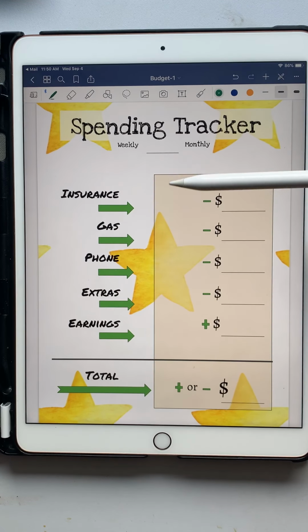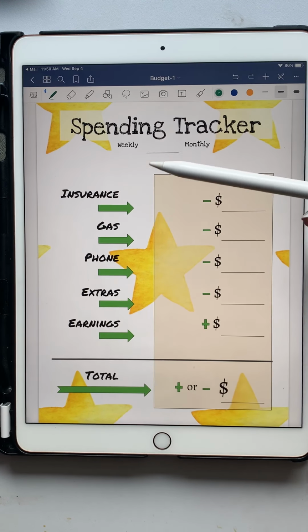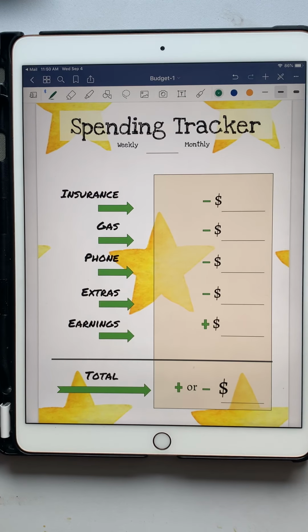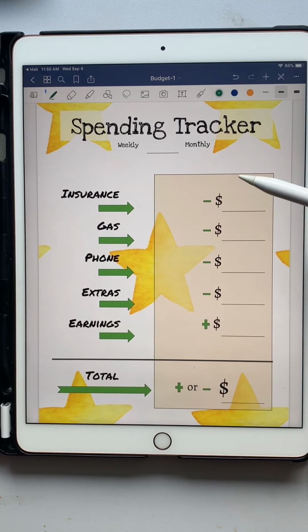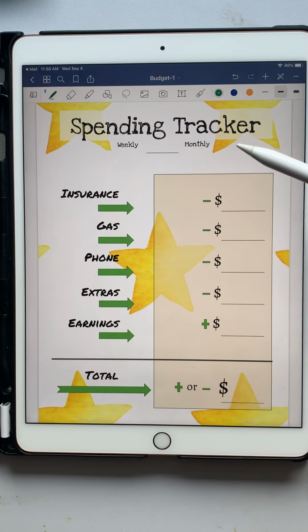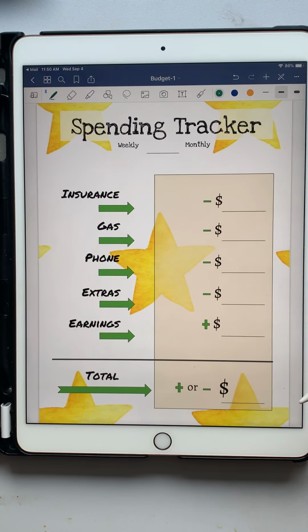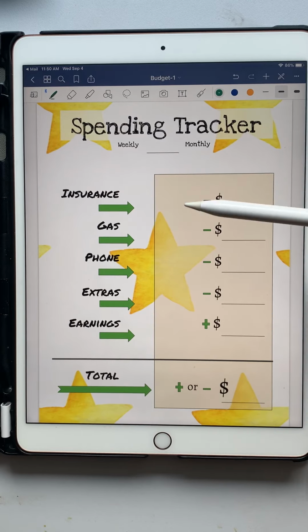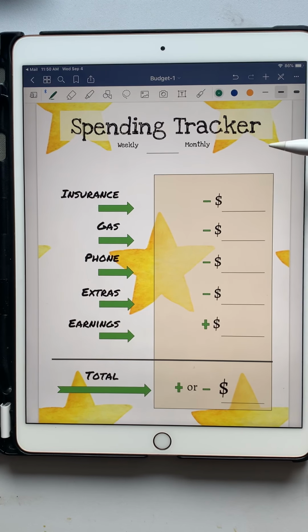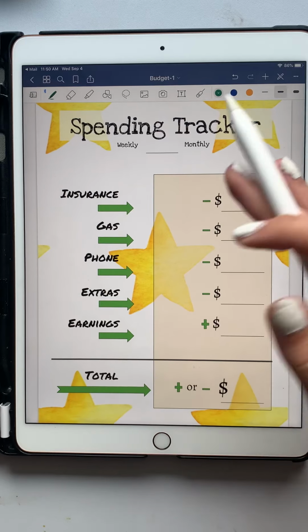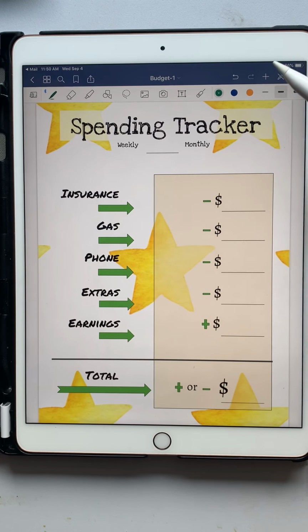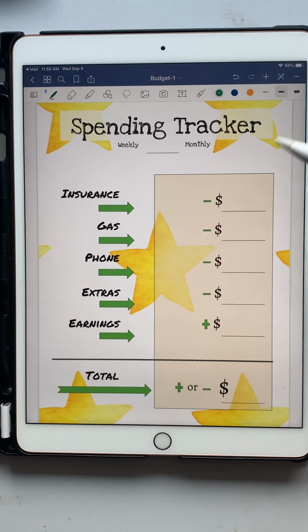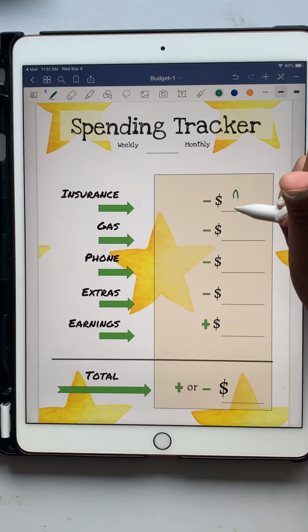The other tracker is a spending tracker, and this is weekly or monthly. It can even be annual, however far out you plan. In this one, you would track things like insurance, gas, all of the things that you need to pay weekly. Insurance, I pay as a monthly payment, but if I divide my total insurance by how many weeks are in the month, that gets me a weekly general figure of how much I pay in insurance. So say weekly, it's $20.